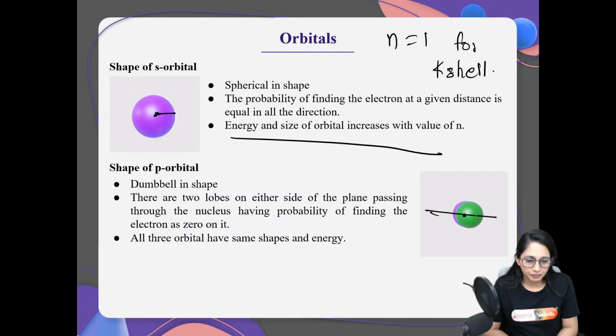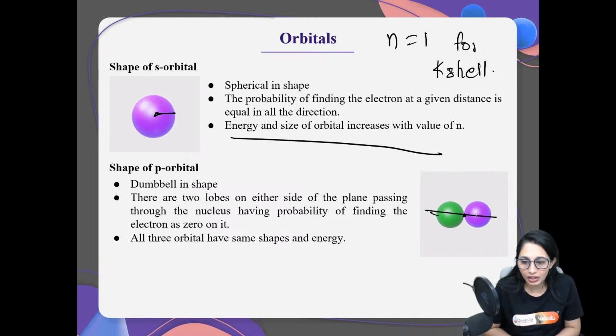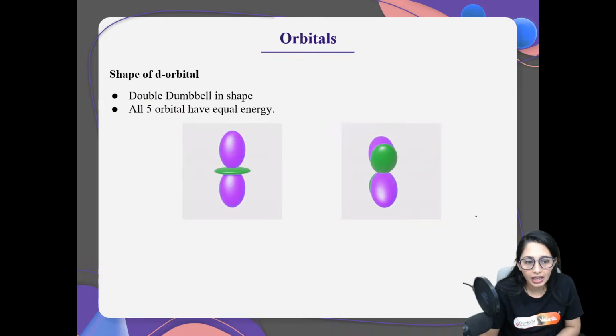Hi Krishna, hello. Yes, there are two lobes on either side of the plane passing through the nucleus, having probability of finding the electron as 0 on it. All three p orbitals have the same shape and energy.